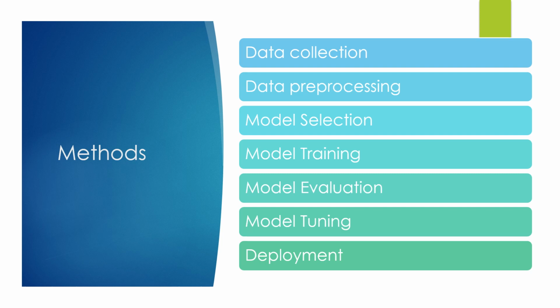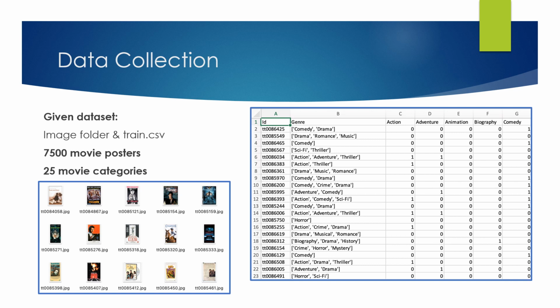The methods we went through in creating our project were first data collection, data preprocessing, model selection, model training, model evaluation, model tuning, and deployment. We found a good data set on the website Kaggle. Our data set collection was roughly around 7,000 movies, and they were predefined into 25 movie genres.